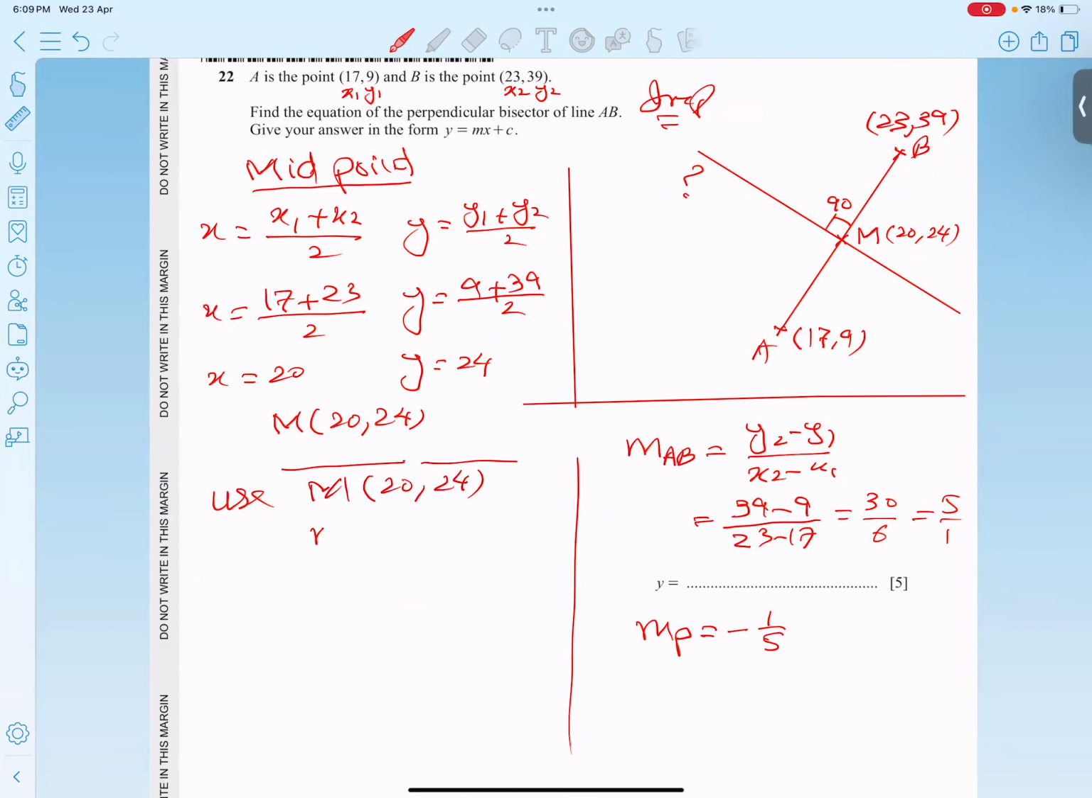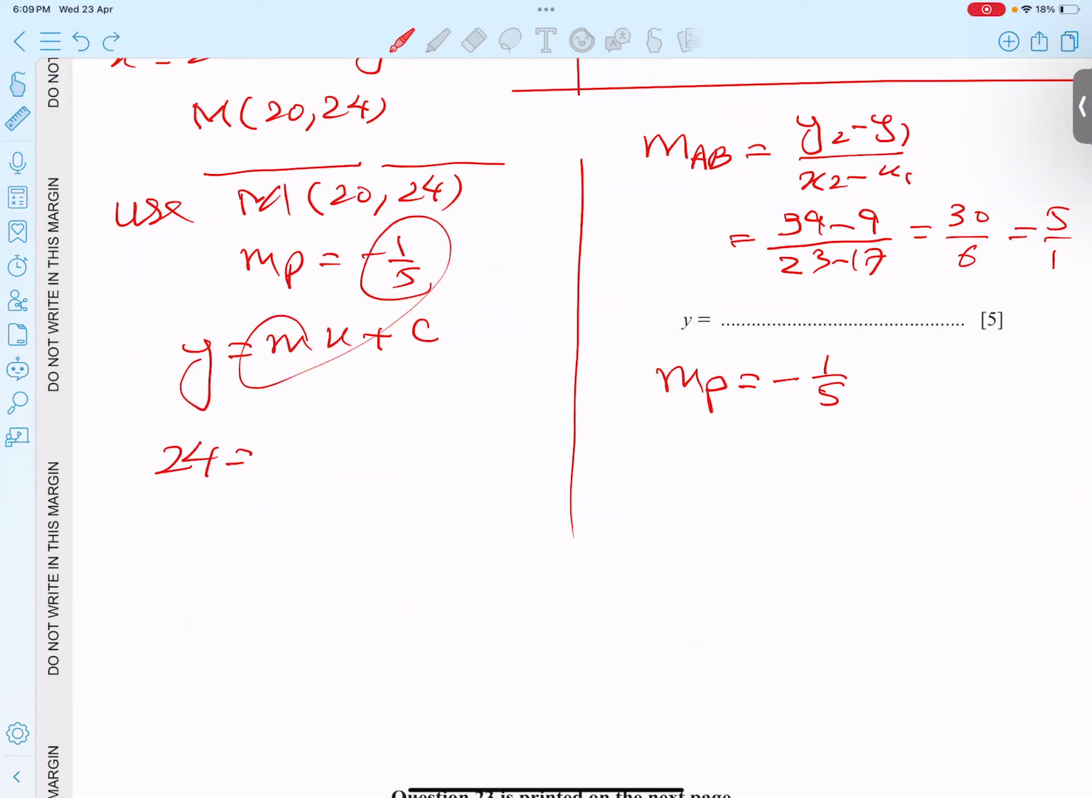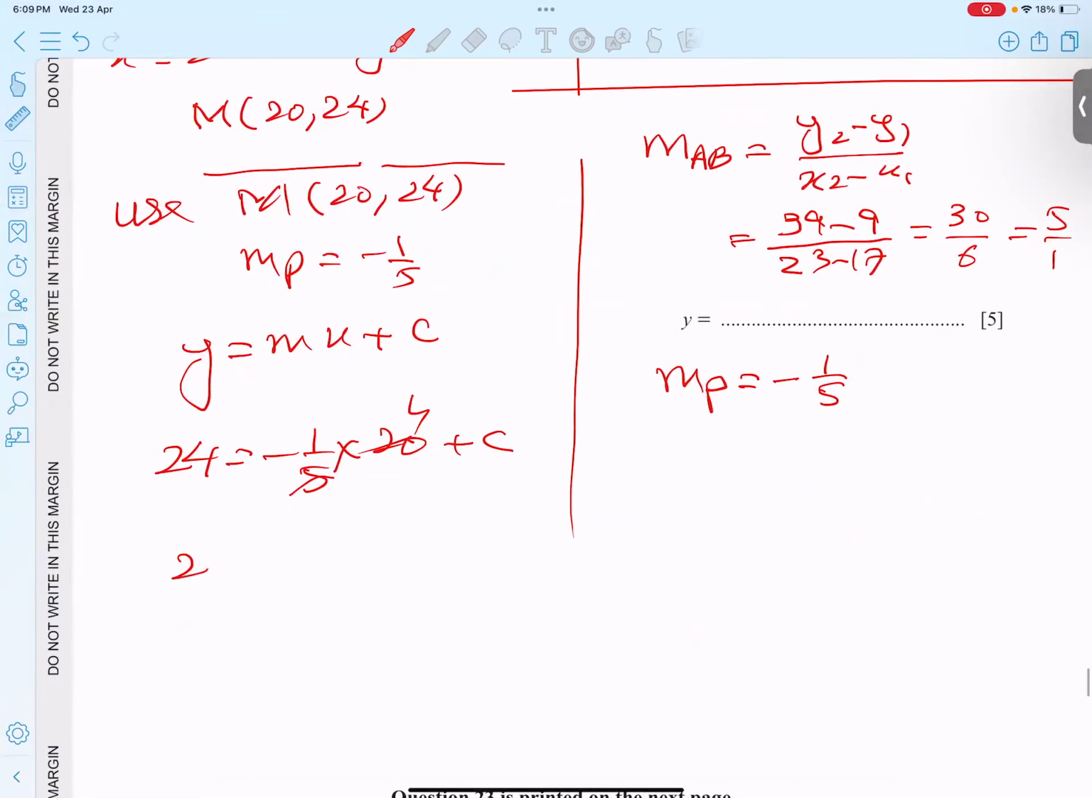And I'm using the gradient of the perpendicular line, which is -1/5. And the formula, you know, y equals mx plus c. This will come in the place of y. M value is -1/5. X value is 20. 5 4s are 20. And I got 24 equals -4 plus c. The C value becomes 28.